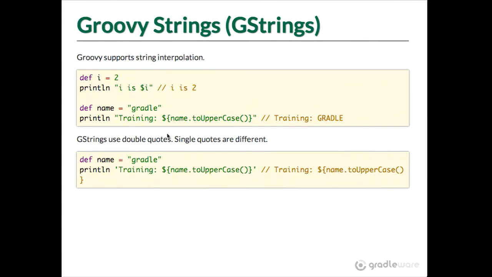That interpolation is just code, so you don't actually just have to do a variable. You can have method calls in there and everything, like that second example, where it's taking that string, converting to uppercase, and interpolating that into the output. If you want to use string interpolation, you have to use the double quotes. Single quotes are different, so if you try and do interpolation with single quote strings, it won't work.